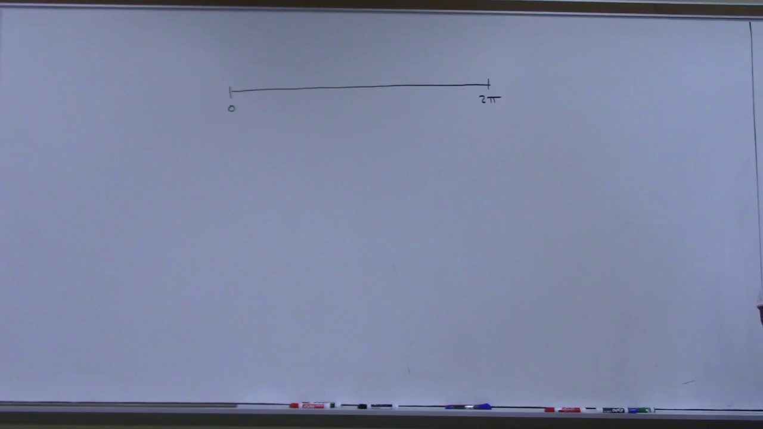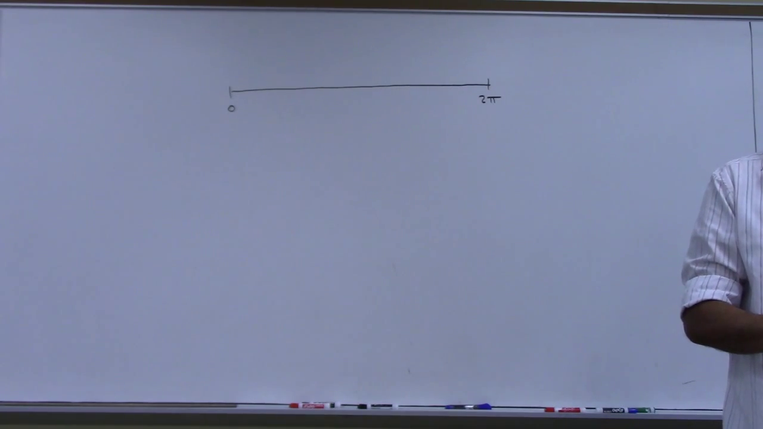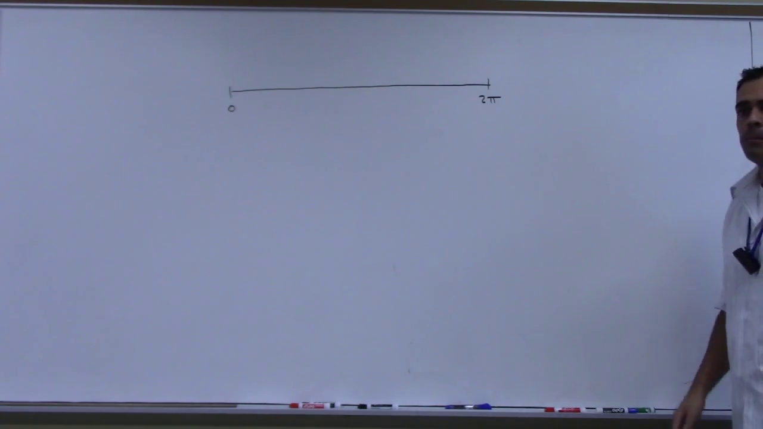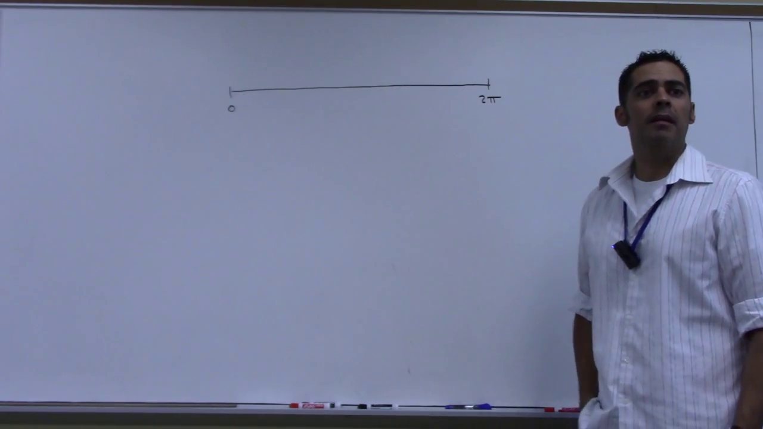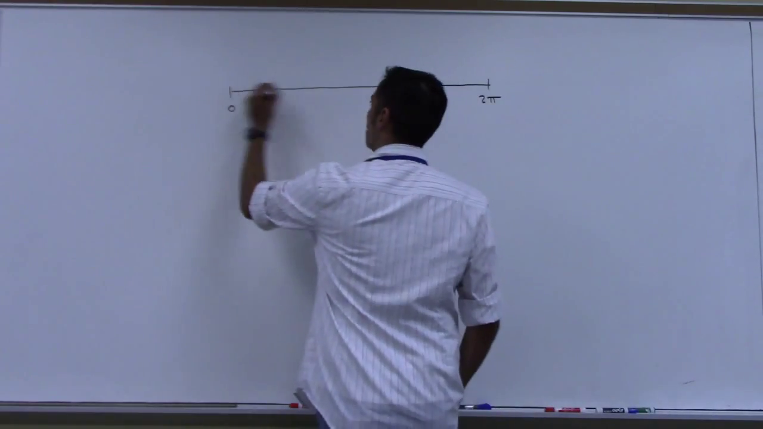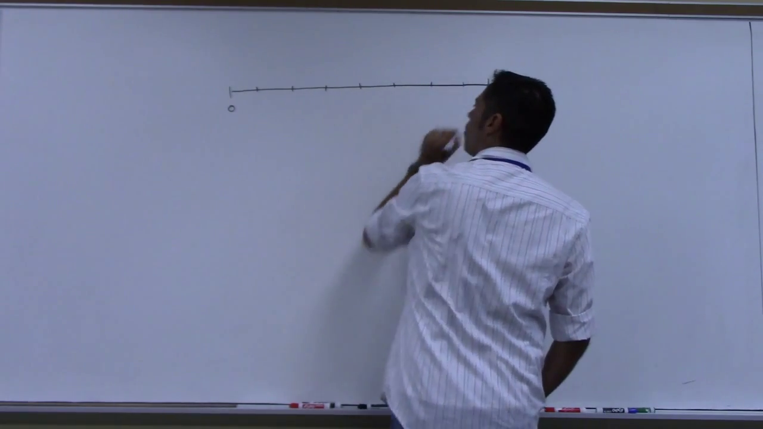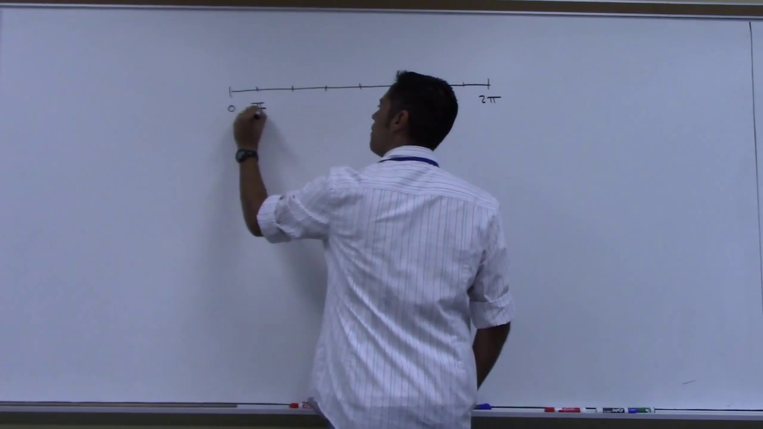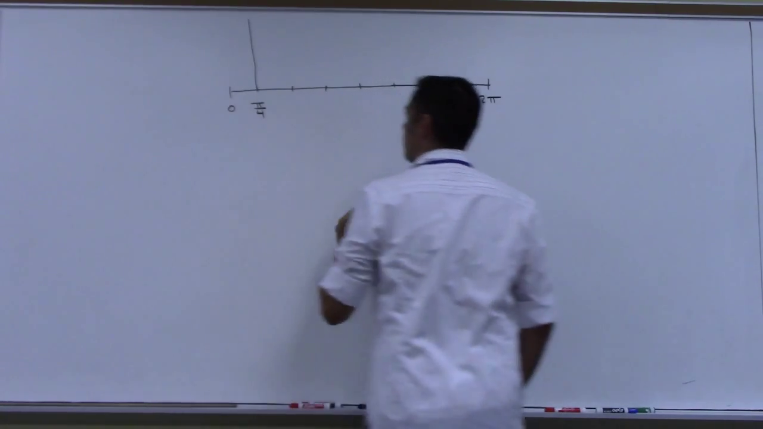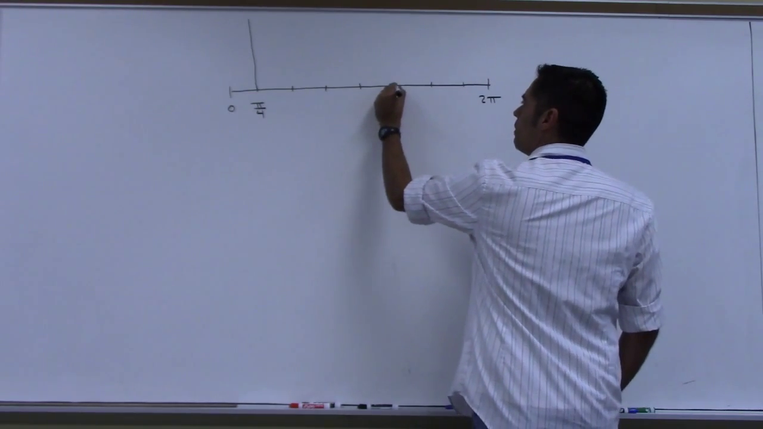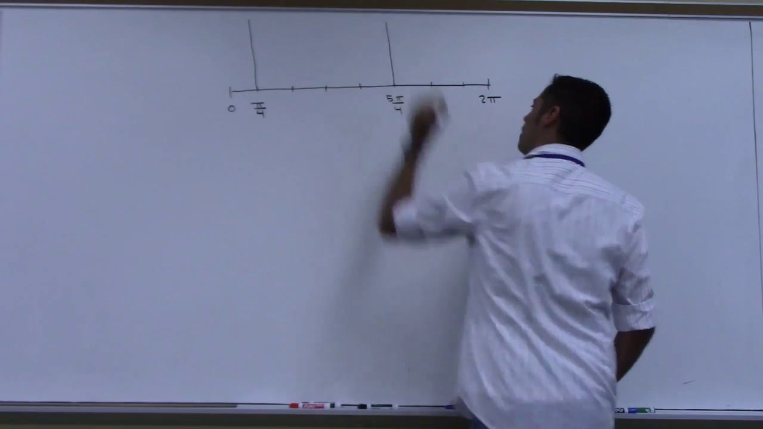What were the critical points, the points where our first derivative was 0? Where was our first derivative 0? Pi over 4. I'm going to cut these into quarters here. That was right here, right? Pi over 4? Yes. Okay, so I'm going to draw a line straight up from there. All right, our other one was where? 5 pi over 4. Like this. All right.